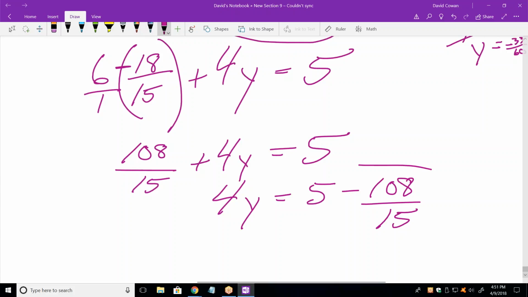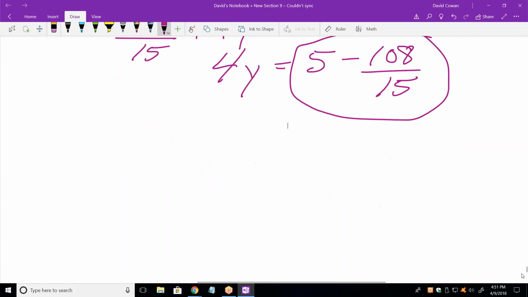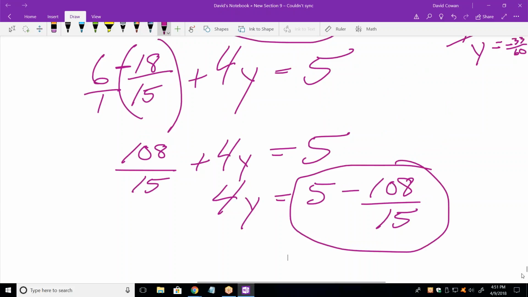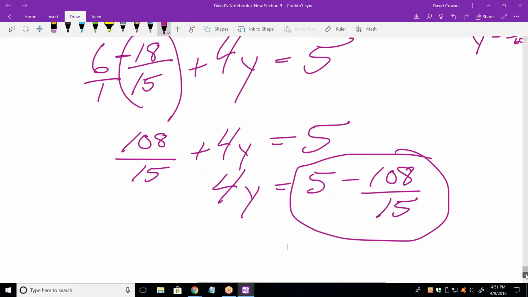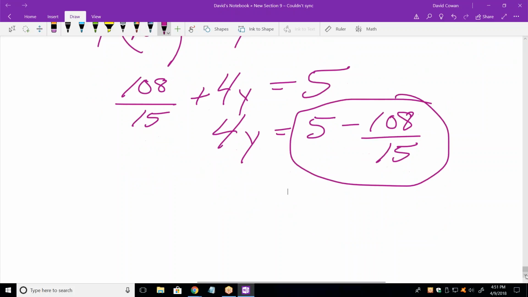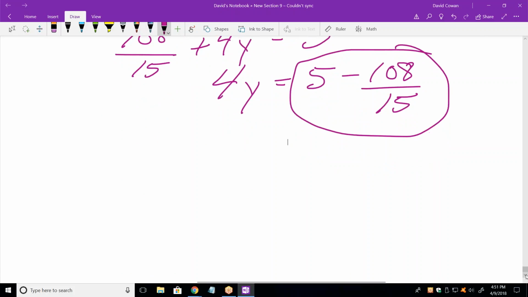Now, you have to know how to do that. How do I do that process? How do you add or subtract fractions? You have to find a least common denominator. That's the only answer to that question. How do I add or subtract fractions? You find a least common denominator.